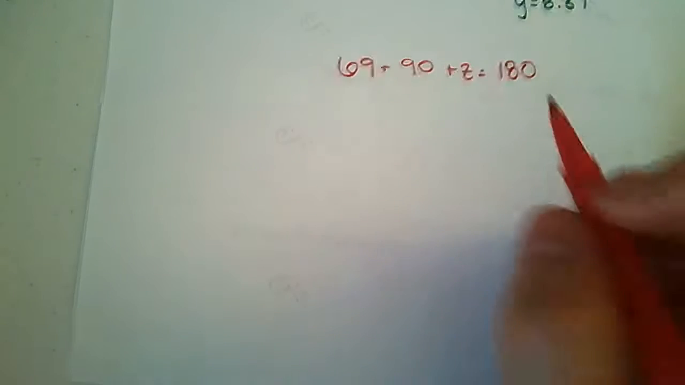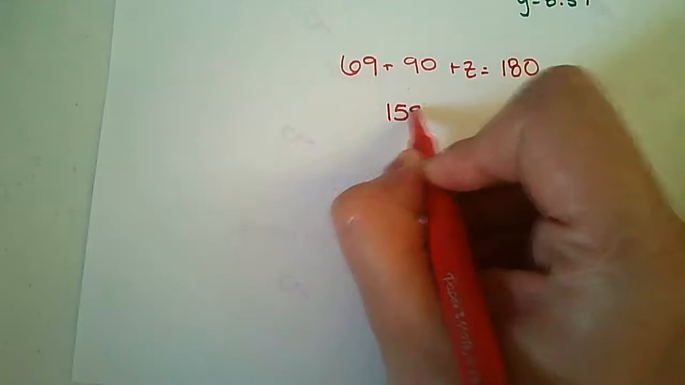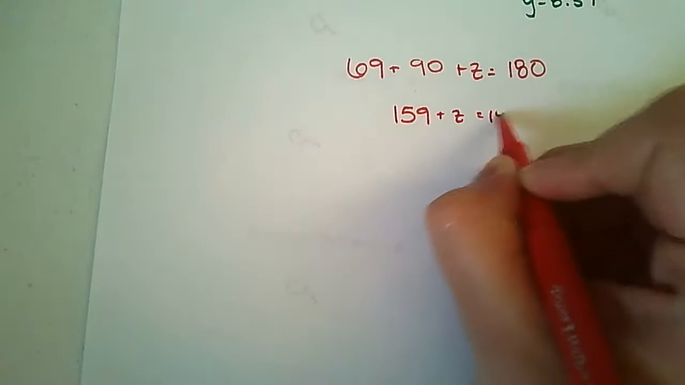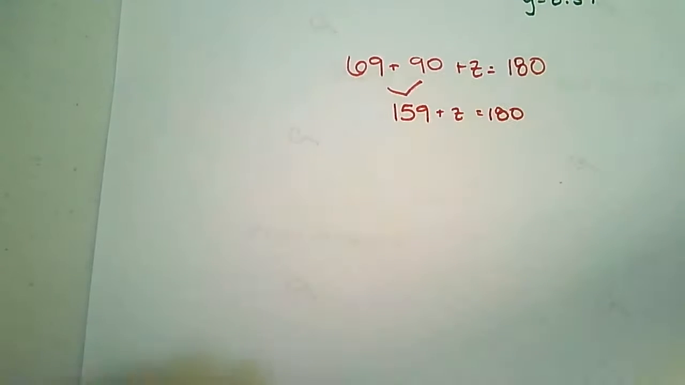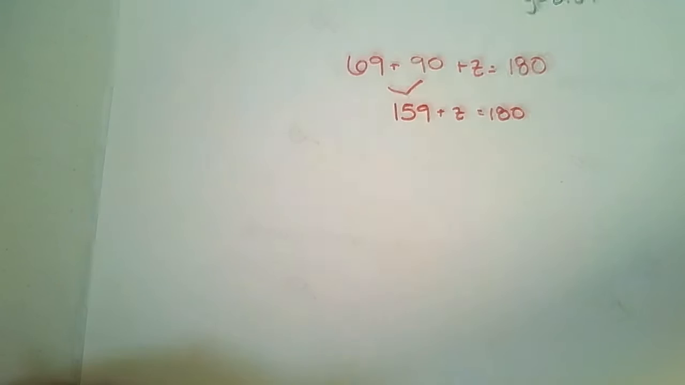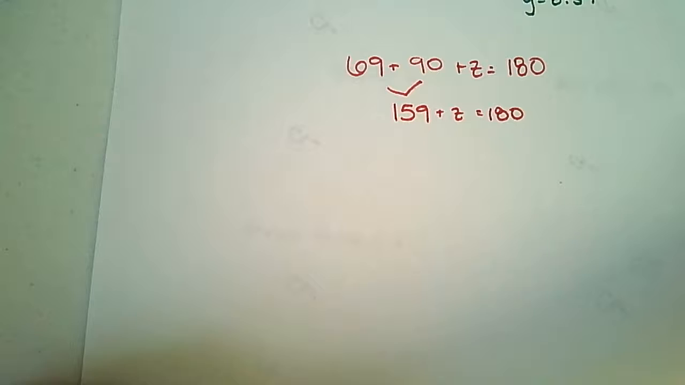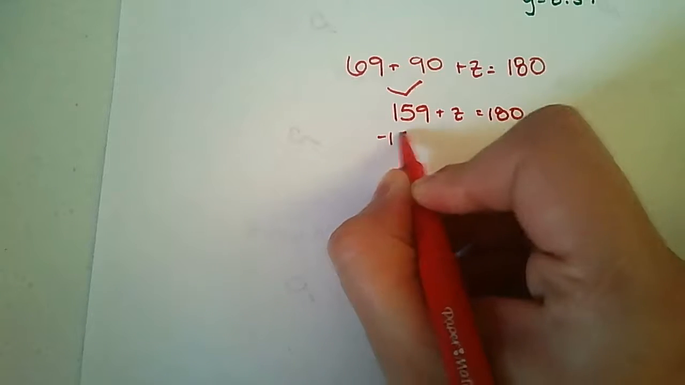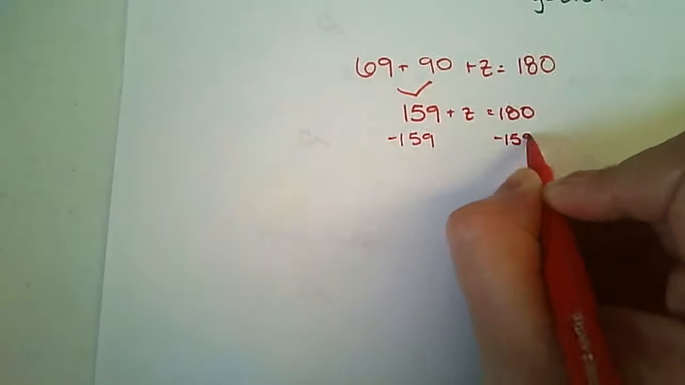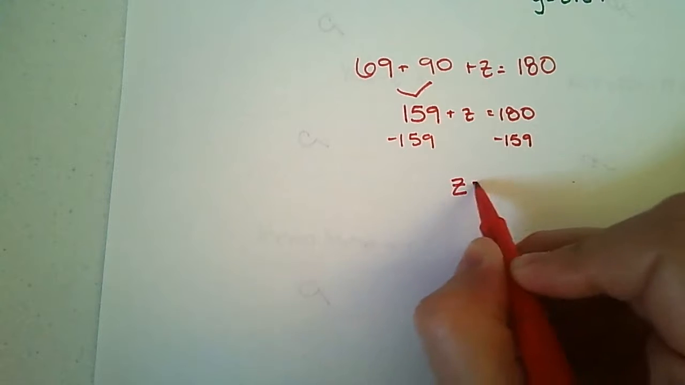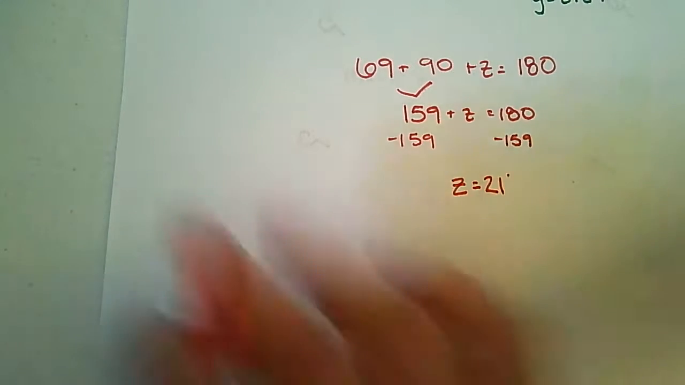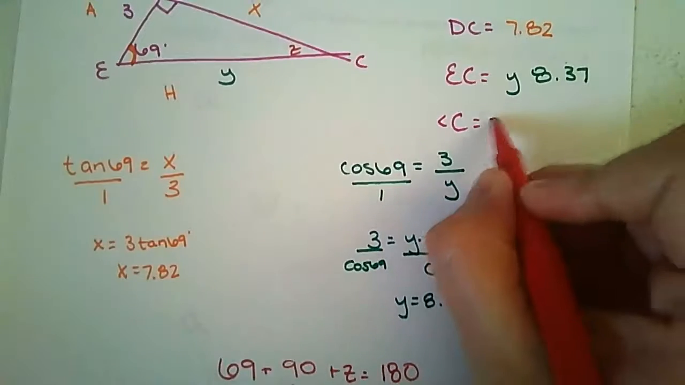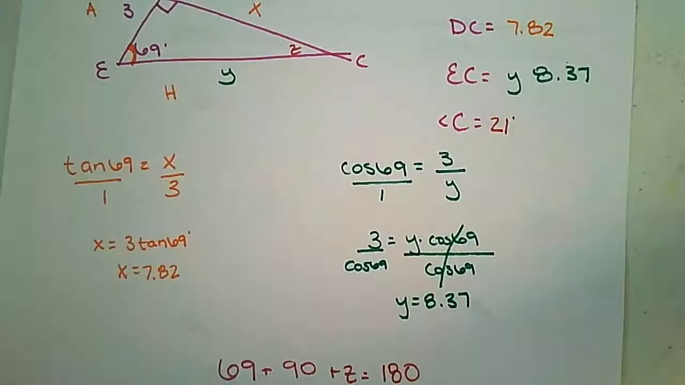So 69 plus 90 is 159, I believe. And now, in order to solve for z, I'm just going to subtract 159 from both sides. And when I do that, I'm going to be left with z equals 21 degrees. So angle C is 21 degrees. All right, so solving right triangles today, we're finding both the missing side lengths and the missing angle.